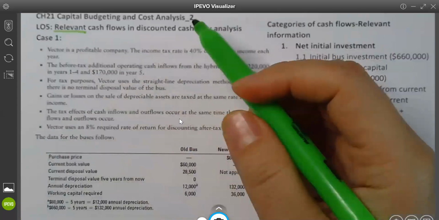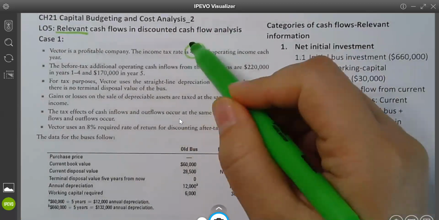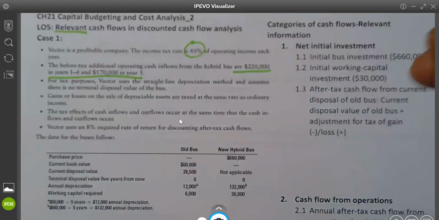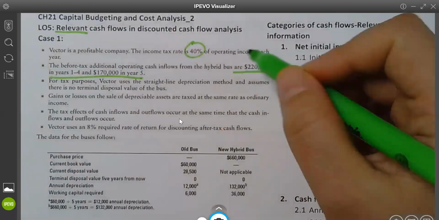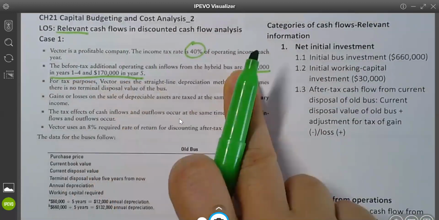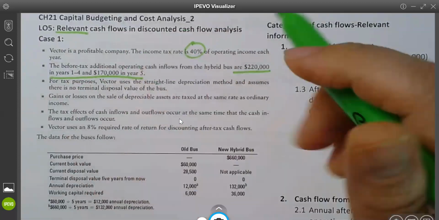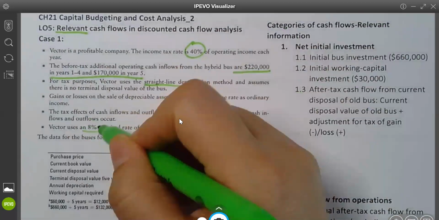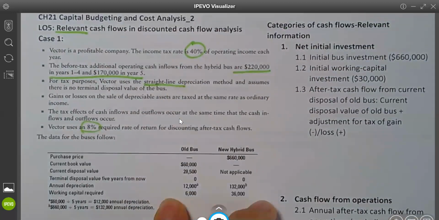I'm not going to read word by word, but the tax rate is 40%. And I told you the operation, you will get this before taxes, this for the first 4 years, 220, 5th year, 170, and then you use the straight line depreciation method. Then the rate is 8%. And then you also have the old bus, new bus. So let's look at all the numbers briefly.